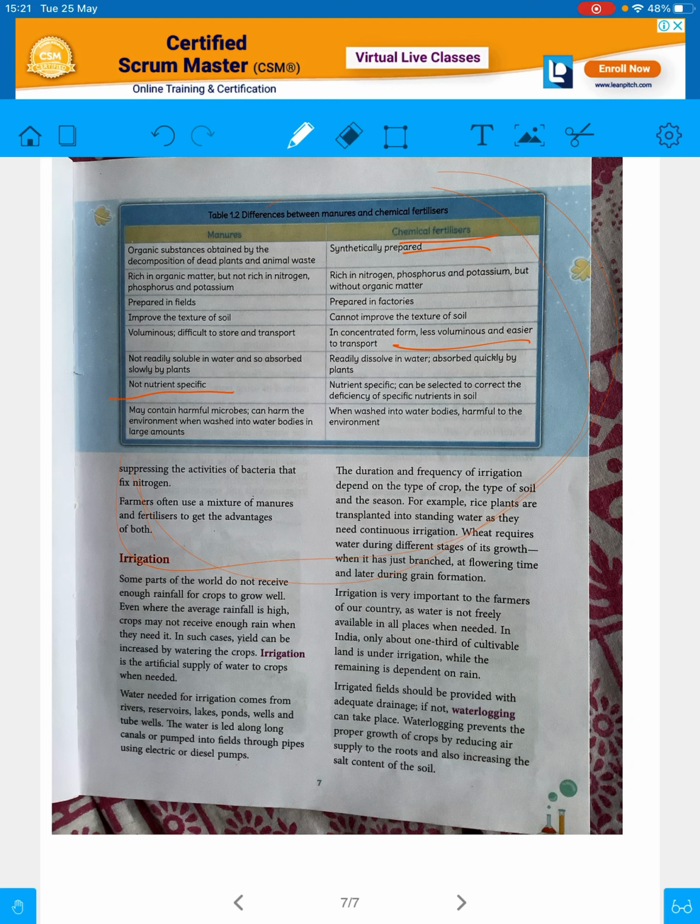Not nutrient specific. Nutrient specific can be selected to correct the deficiency of specific nutrients in soil. See, these manures are not nutrient specific. That means it is not like a particular manure has only one type of nutrient. Suppose there are different types of nutrients, right? Phosphorus is there, nitrogen is there, potassium is there. So if a plant requires only one type of nutrient, we can't choose a particular manure, because all the manures are mixed. A specific manure is not there.